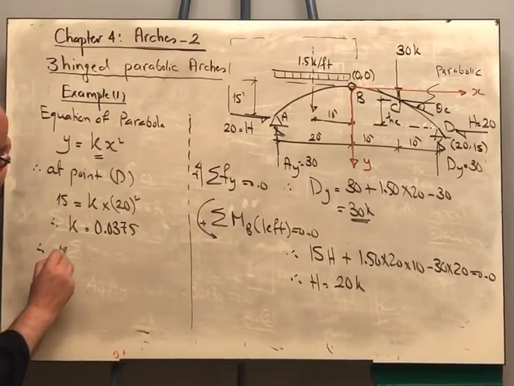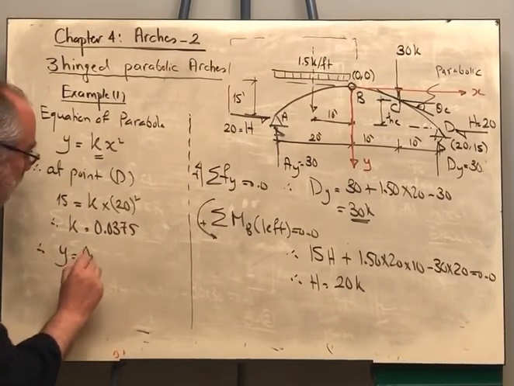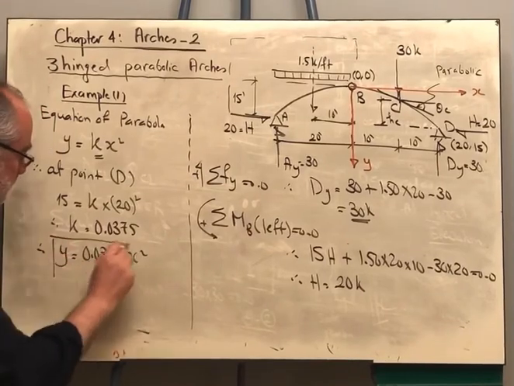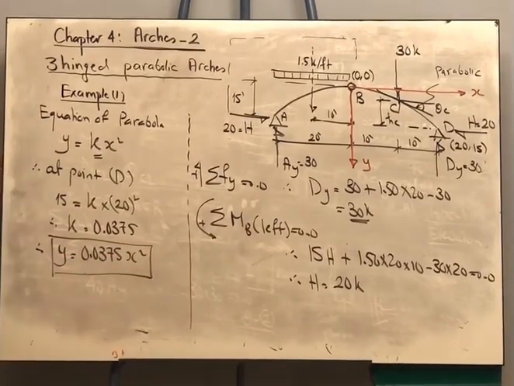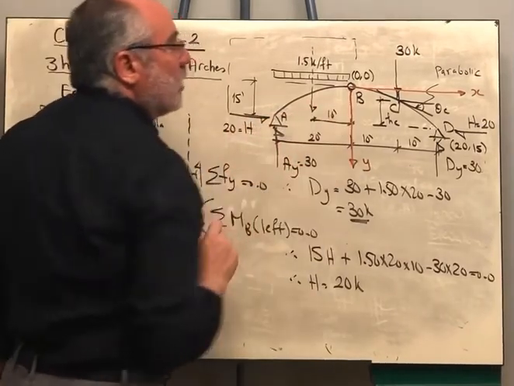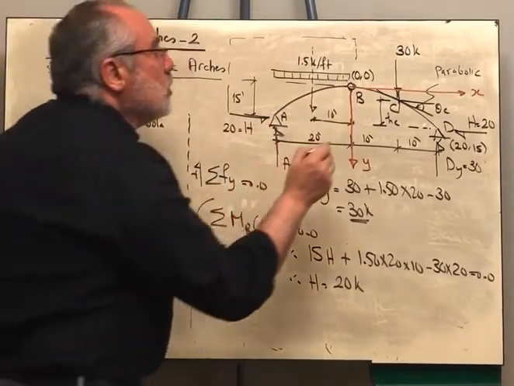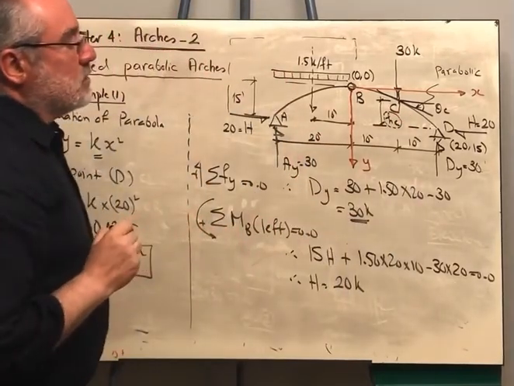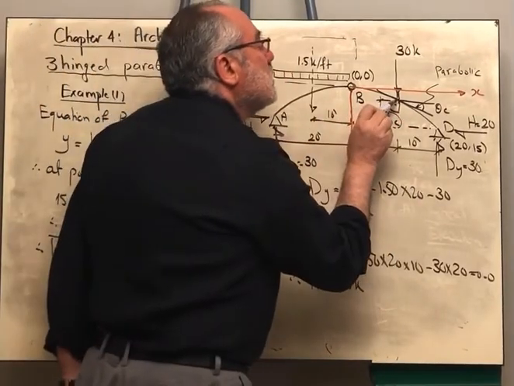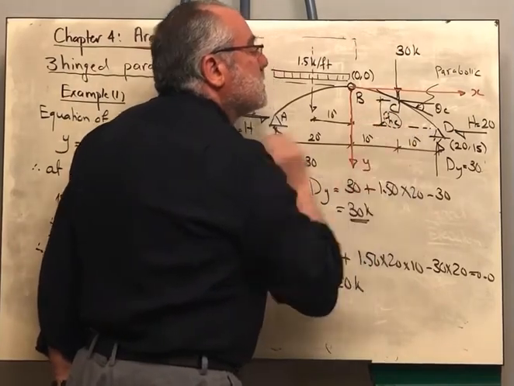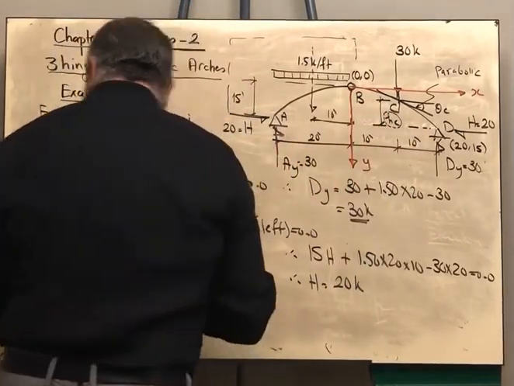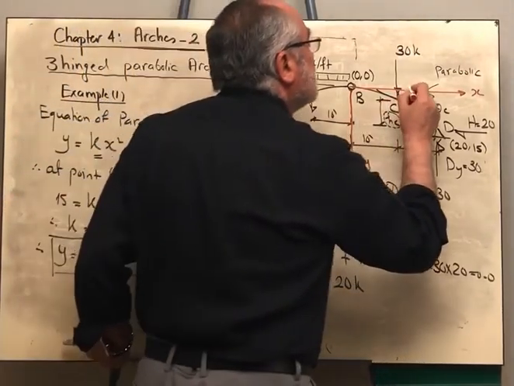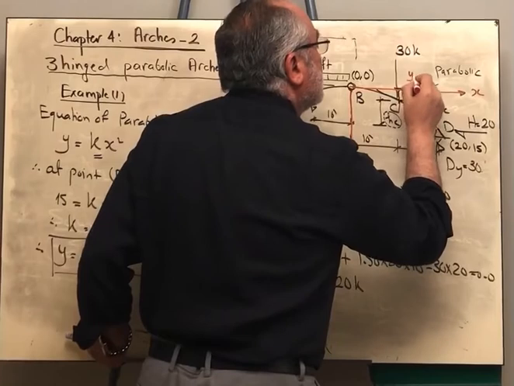Therefore y is equal to 0.0375x squared. This is the equation of the parabola. Now, we want to determine the rise at point C, which is the difference between point C and this level. We can determine from the equation of the arch the value of YC, right?